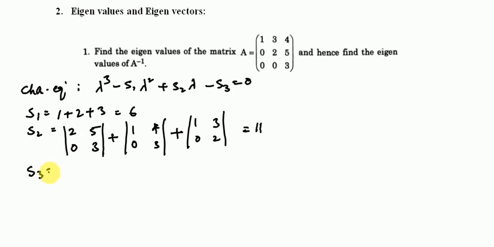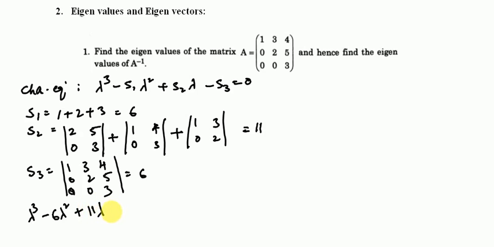S3 is the determinant of the matrix 1, 3, 4, 0, 2, 5, 0, 0, 3. So S3 by solving we get 6. Substituting all these S1, S2, S3, we get the characteristic equation lambda cubed minus 6 lambda squared plus 11 lambda minus 6 equals 0. Now we need to find the roots of this characteristic equation.